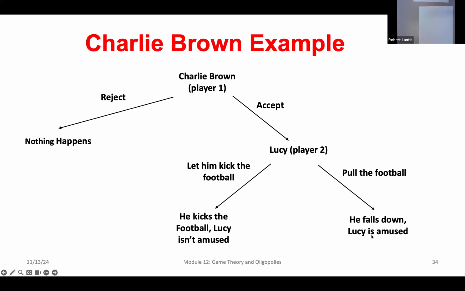So we always start out determining the best response of the person who's making the decision second or last. So if Lucy is making the decision second, what gives her a higher payoff? Well, if she lets him kick the ball, she's not amused. If she does pull it away, she's amused. So she's going to choose to pull the football away. Charlie Brown should know ahead of time, okay, I know that the incentives that exist for Lucy will always be that she pulls that football away.